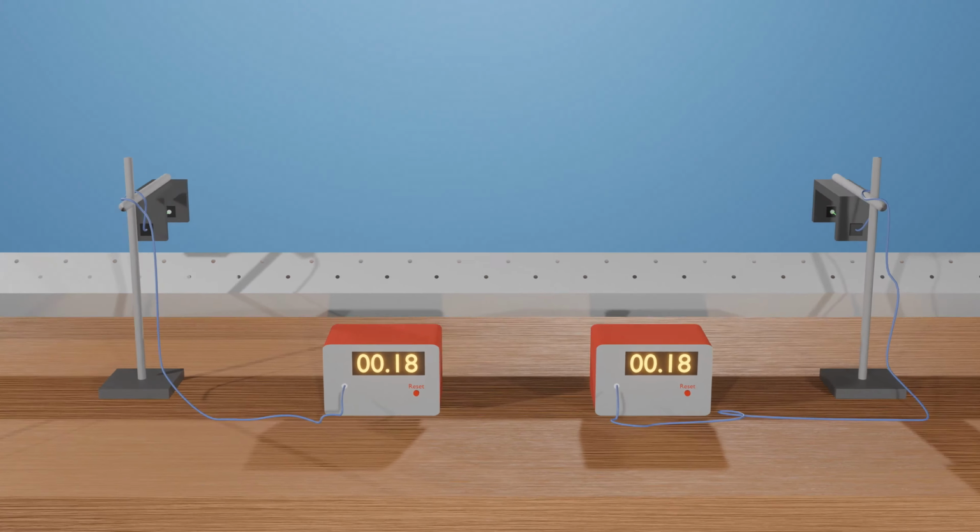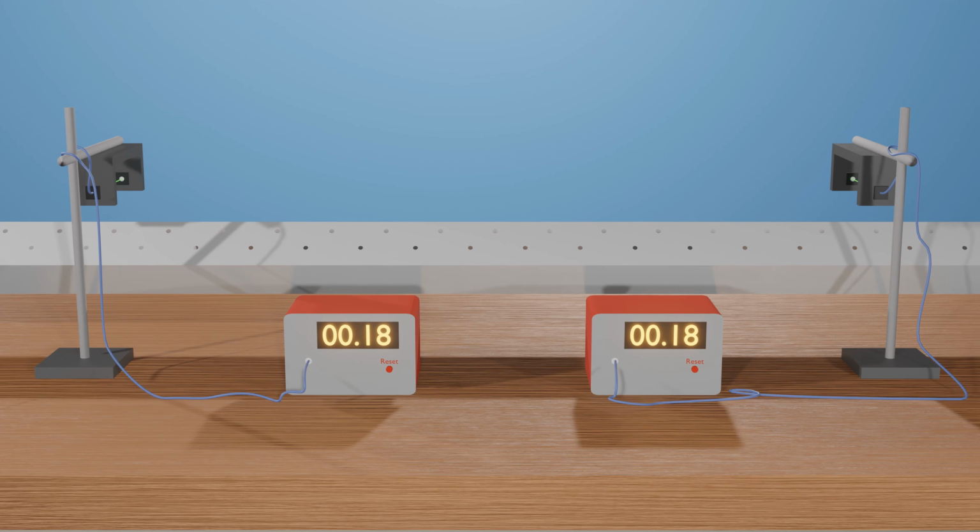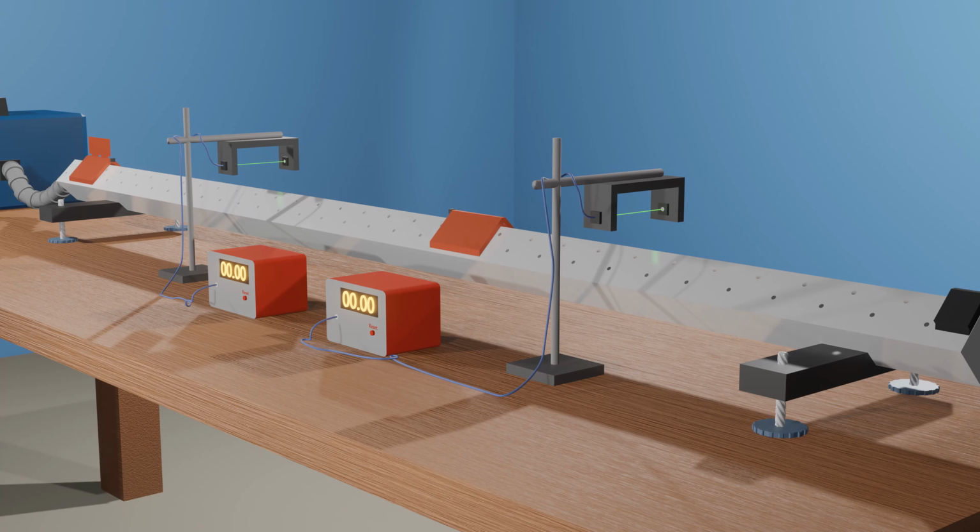As the timers are equal, we can conclude that our rider is moving with constant velocity and that our track is level. For our first experiment, place rider 1 with the flag at the start of the track and rider 2 without the flag in the middle of the track, and give rider 1 a gentle push. In this first experiment, both riders have mass of 0.25 kilograms.